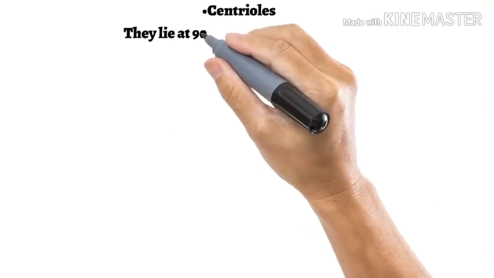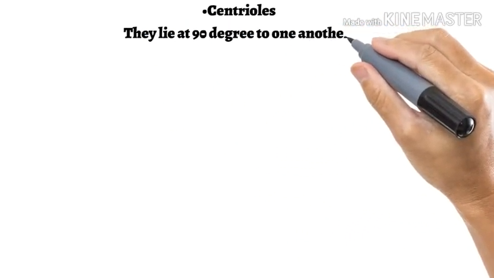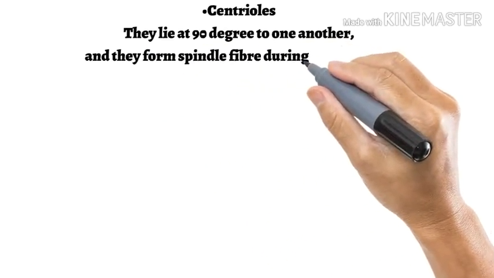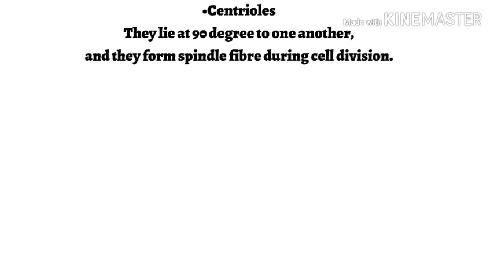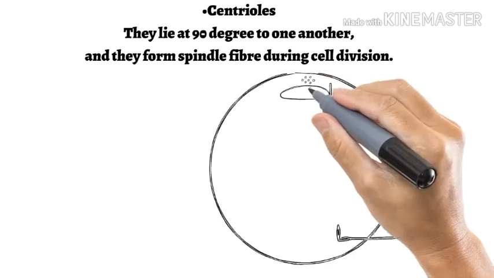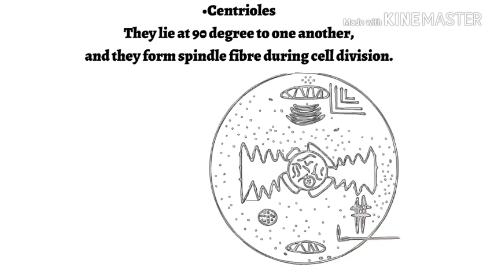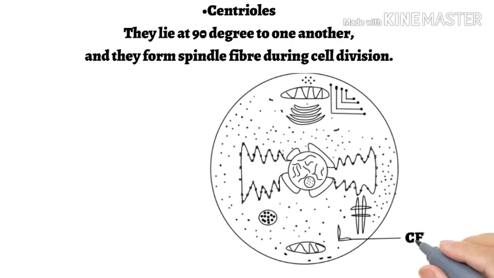Centrioles. They lie at 90 degrees to one another, and they form spindle fiber during cell division. The spindle fiber is going to be clearer to us during the discussion of cell division. Stay tuned and subscribe to watch out for this video.